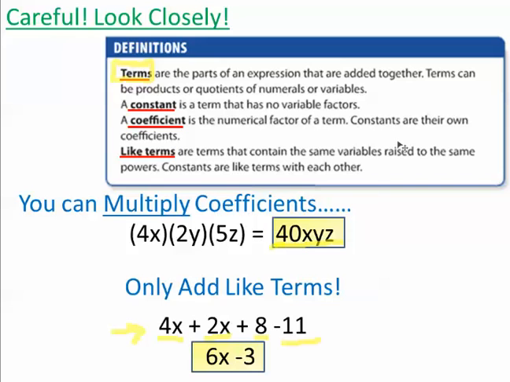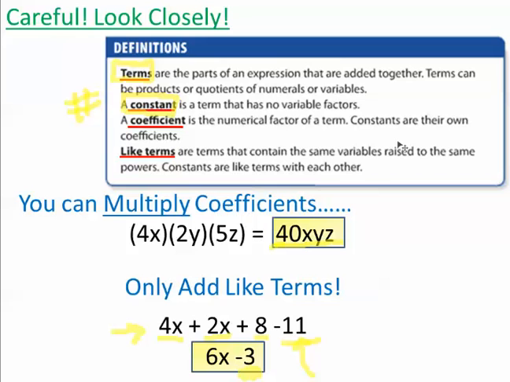A constant term is just a number, guys. A constant stays the same, and a variable changes. So here's a constant term. 11 is a constant term here. In my final answer, -3. I'll talk about that negative sign in a minute. Is a constant term. So just a number.